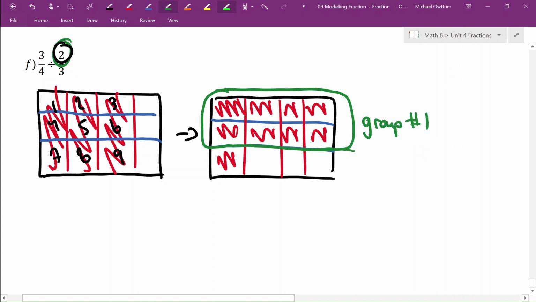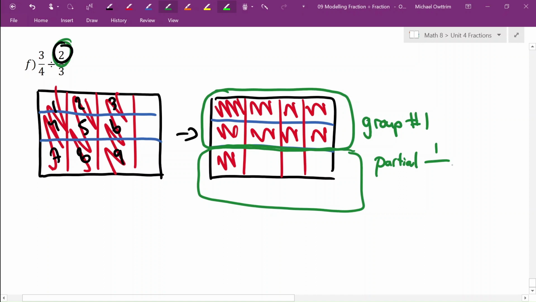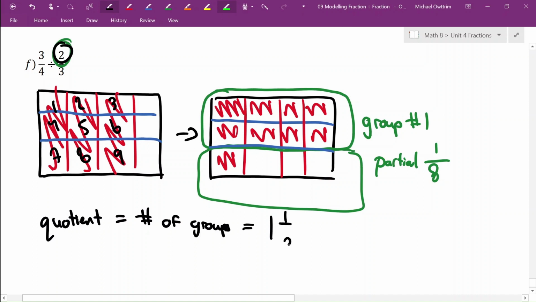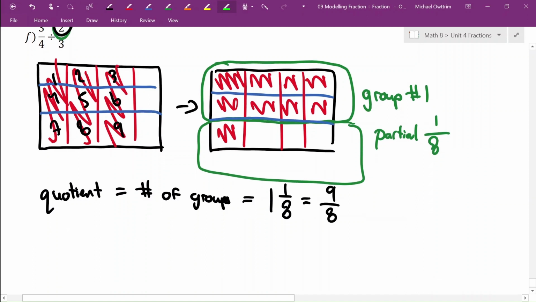Now in our second group here, we have one part. So that's going to be the top. And in one full group, we'll just look at the top one, we'd need 8 parts. And so we're going to go ahead and say our quotient, which is our number of groups, is one full group and 1/8 of a second group. Converting that to improper is 9/8.